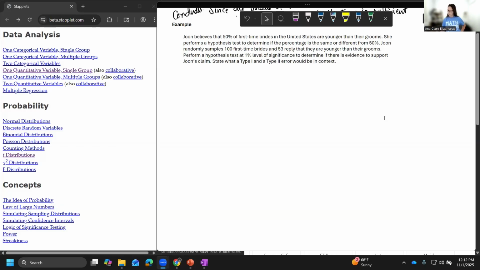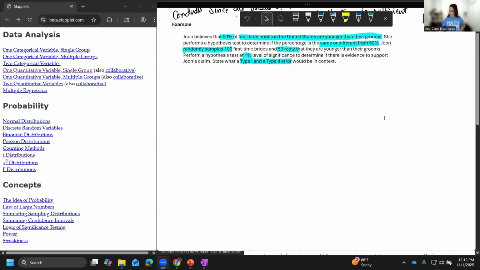June believes that 50% of first-time brides in the United States are younger than their grooms. She performs a hypothesis test to determine if the percentage is the same or different from 50%. June randomly samples 100 first-time brides. 53 reply that they are younger than their grooms. Perform a hypothesis test at the 1% level of significance to determine if there's evidence to support June's claim.